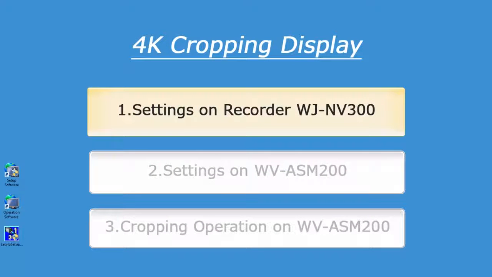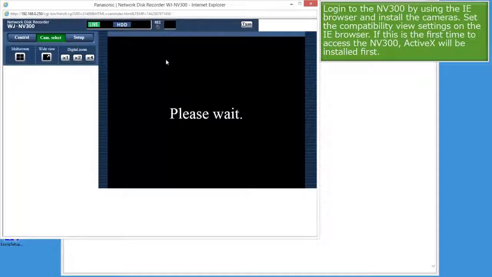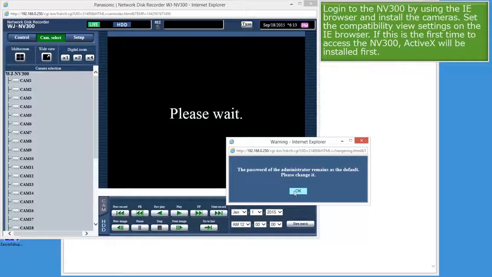Let's set up the 4K camera by using Network Recorder WJ-NV300. Log into the NV300 by using the IE browser and install the cameras. The compatibility view settings may be required depending on the IE browser. If this is the first time to access the NV300, ActiveX will be installed first.